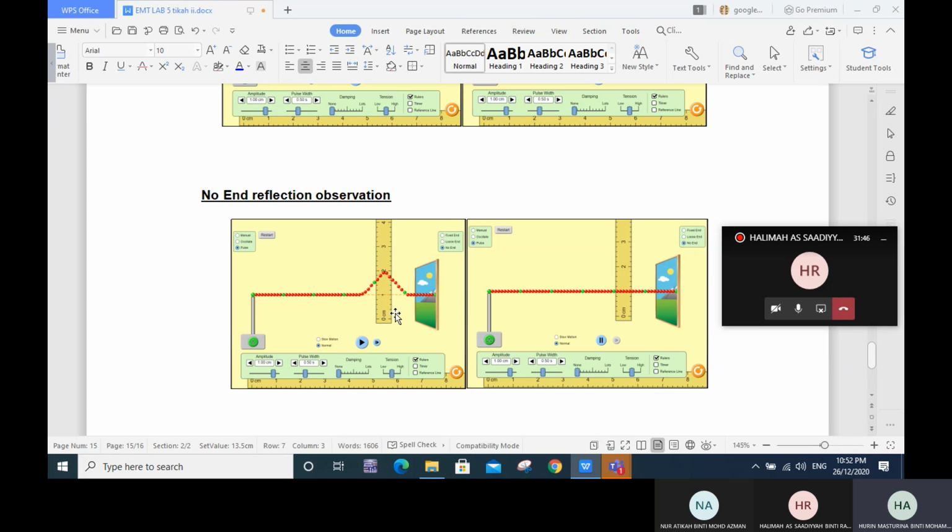When it reached the right, which is no end, the pulse becomes a straight line, which means that the amplitude becomes 0. So here we can observe that the reflective wave is a change in direction of the propagation of the wave that strikes the boundary between different media.